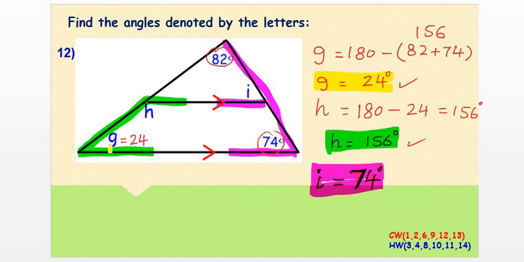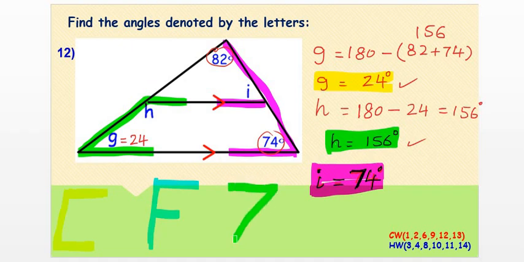Remember, whenever we are making the shape of a letter, the two parallel lines should be part of that letter. For example, if you are making the shape of C, here are the parallel lines and this one is the transversal, right? If you are making the shape of F, then we have the two parallel lines, and this is the transversal, right? And if you are making a shape of Z, then this line and this one are parallel to each other, and this one is the transversal, right? Let's solve the next question.